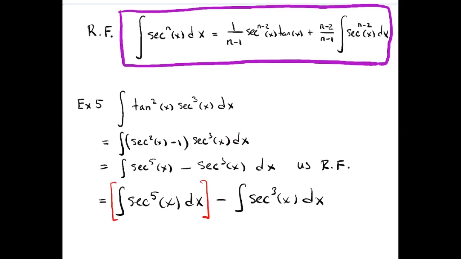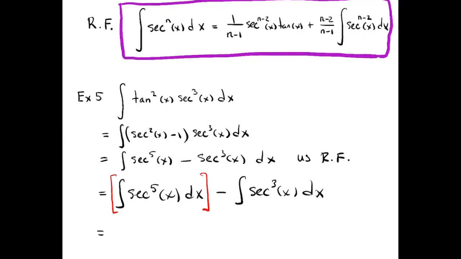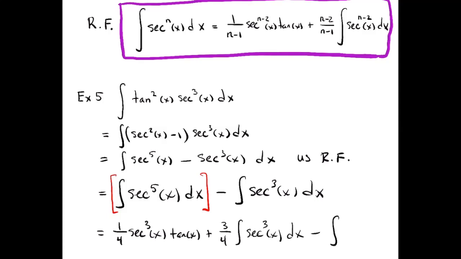Right, so I'm referring to the purple box above when I write down that integral of secant to the 5th. n is 5, right? So it's 1 over 5 minus 1, secant cubed, tangent, plus n minus 2 is 3, n minus 1 is 4, so plus 3/4 of the integral of secant, lower that 5 by 2. This minus secant cubed dx has to come along for the ride.